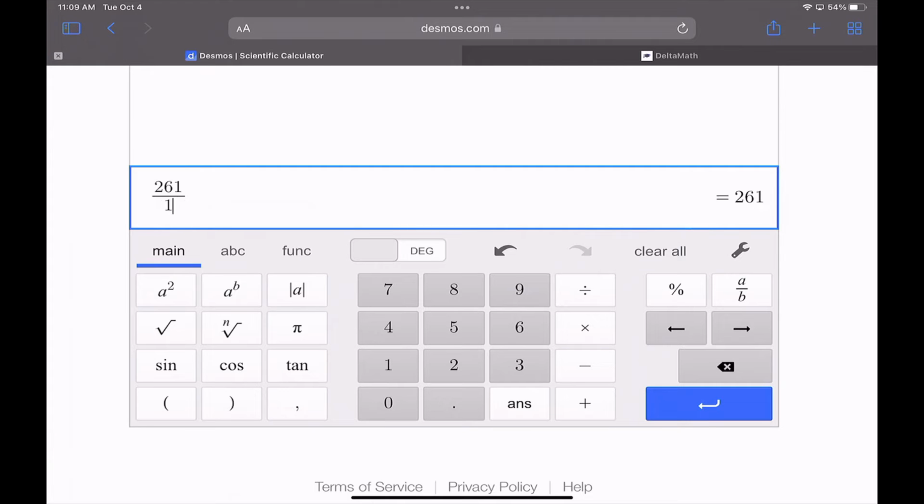11, 12, 13, 14, 15, 16, 17, 18, 19, 20, 21, 22, 23, 24, 25, 26, 27, 28, and then 29 obviously goes in because I already have it. So I think that's about it.